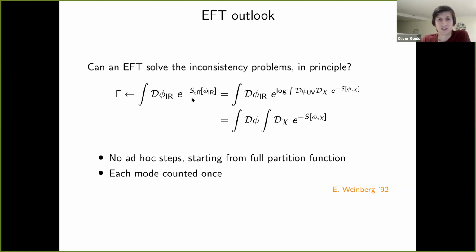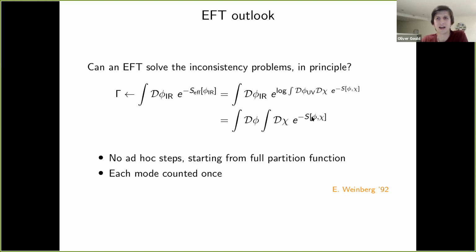By the definition I just gave of this effective action, we can just shove in that it's equal to the logarithm of these integrals over the UV modes. And you can see as a consequence that there's no double counting. The IR modes are counted once out front, and the UV modes are counted once up in the exponent. Nothing's double counted. Also, nothing's ad hoc, because this e to the logarithm just cancels, and I just get back my original partition function.